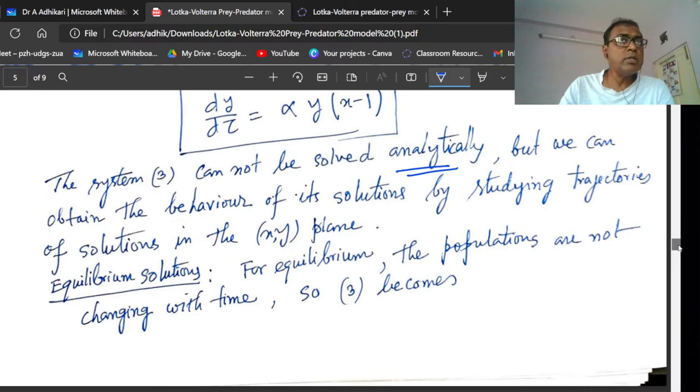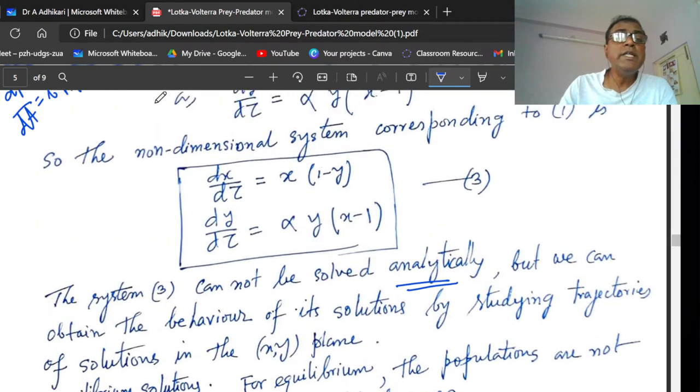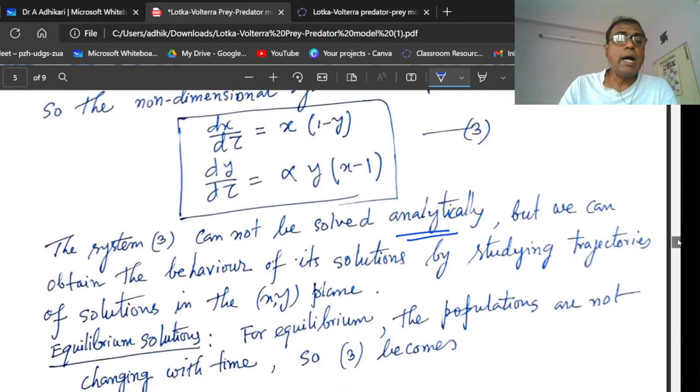So this solution is always stable, no effect with time, always fixed, and the populations are not changing with time. For equilibrium, x and y are not changing with the time, here the non-dimensional time tau. So system 3 becomes dx/d tau equals 0, it does not depend on tau. So dx/d tau equals 0 and dy/d tau equals 0, and x and y are not changing with time.